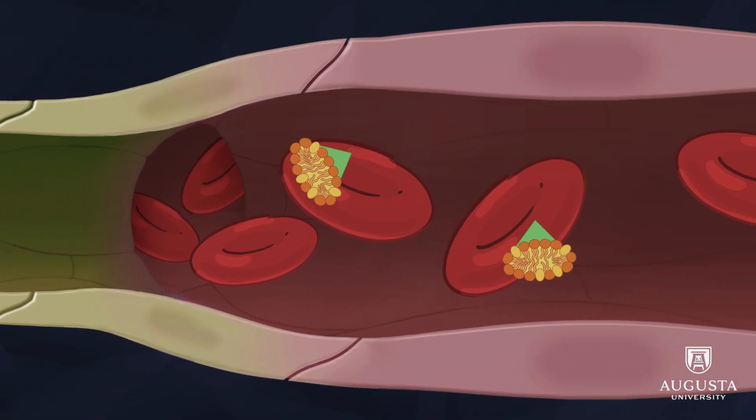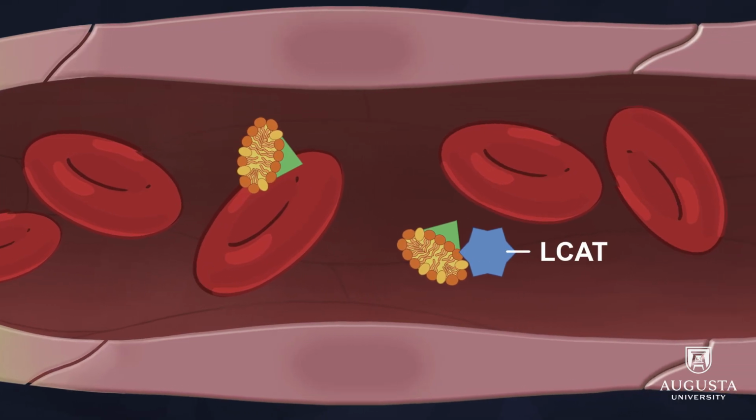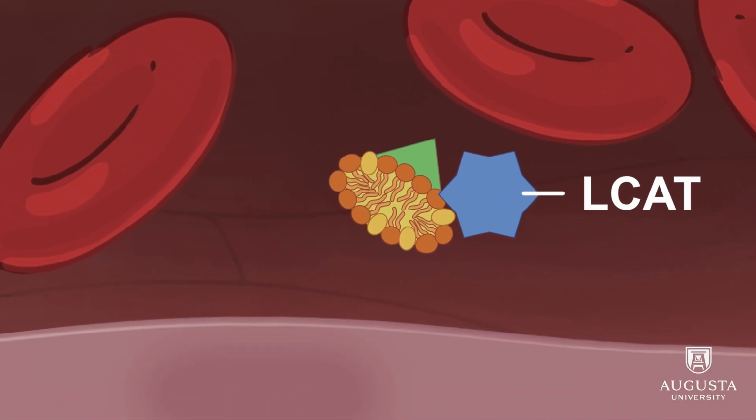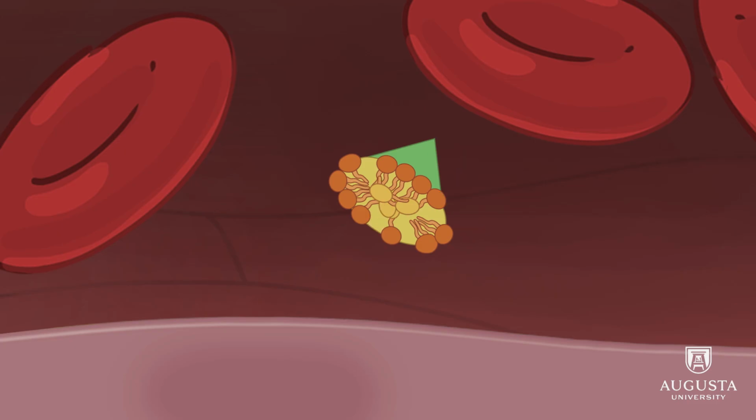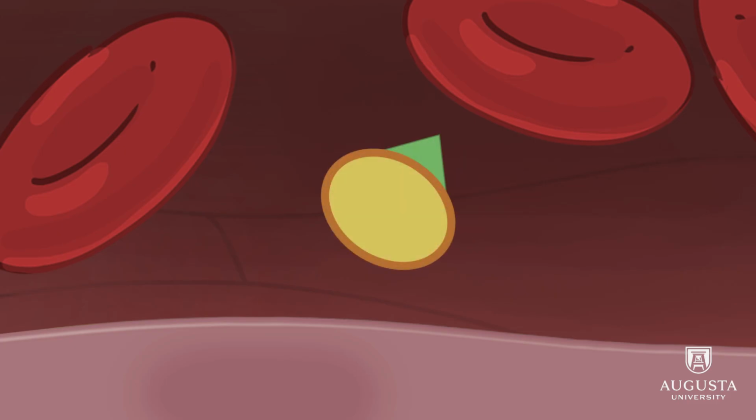In the blood plasma, nascent HDL interacts with lecithin cholesterol acyltransferase, or LCAT. This enzyme transfers a fatty acid from phospholipids to free cholesterol, converting it into cholesterol ester. Because cholesterol esters are hydrophobic, they migrate into the core of the HDL particle. This transforms the discoidal nascent HDL into a spherical mature HDL particle, or HDL3.